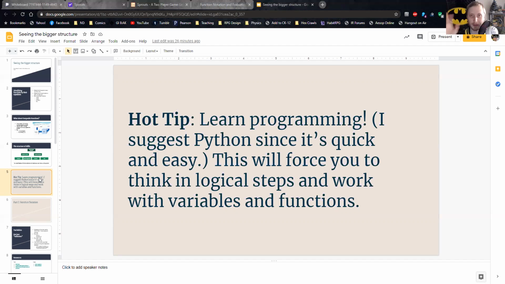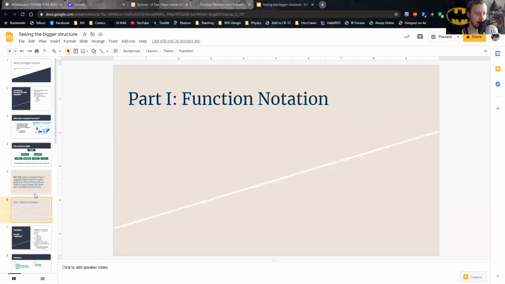I have a different actual reading for you, just the beginning of our book. I want you to take a look at it over the break. But really, if you want to get into this and truly understand it, I would recommend learning programming, okay? Because it will require you to think logically, to work with variables and functions in a more specific and more useful definitional environment. But for now, let's talk about that first branch, the function notation.